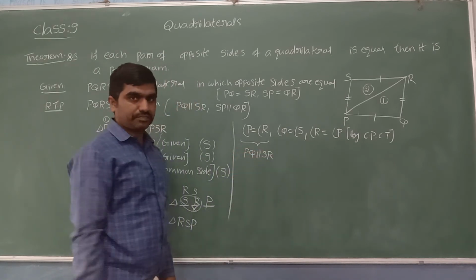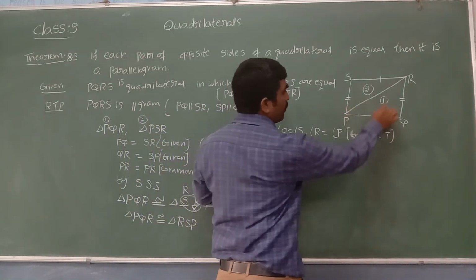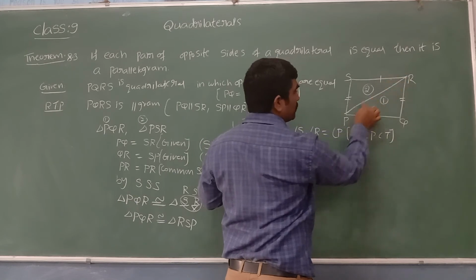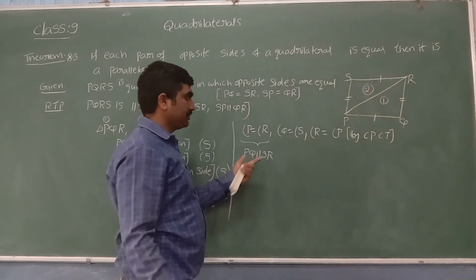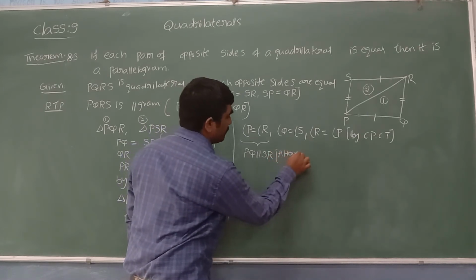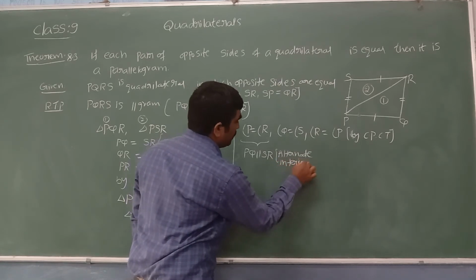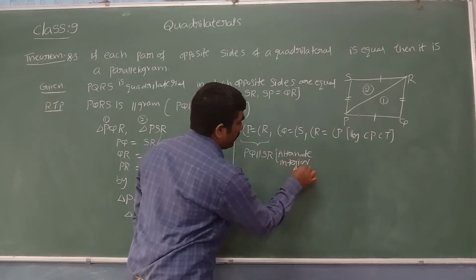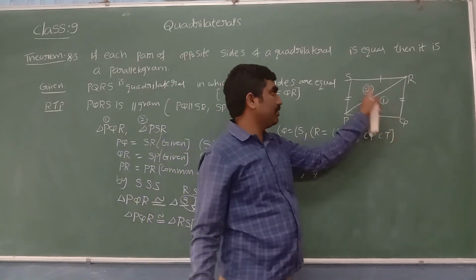Hope it is clear. Both the angles are alternate angles. Angle P in the first triangle is equal to angle R in the second triangle. Both are alternate angles, so SR is parallel to PQ. The reason you can write is that they are alternate interior angles. Q is equal to S.